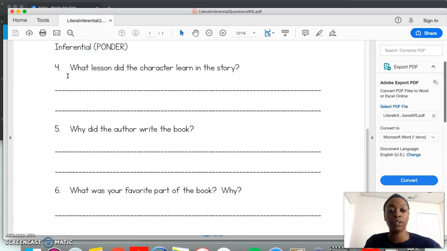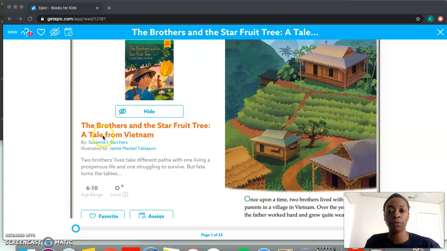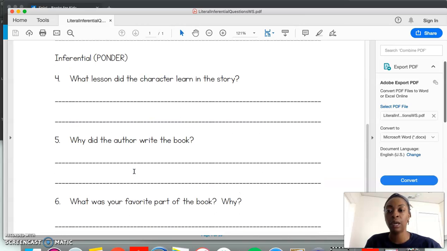All right, so your steps are to read our text, which is The Brothers and the Starfruit Tree, A Tale from Vietnam. Your second step is to answer the 6 questions. Remember, I'm paying attention to numbers 4 and 5 especially, and you should have a long enough response that it cannot fit on these 2 lines. I'm looking for a strong RACE response.